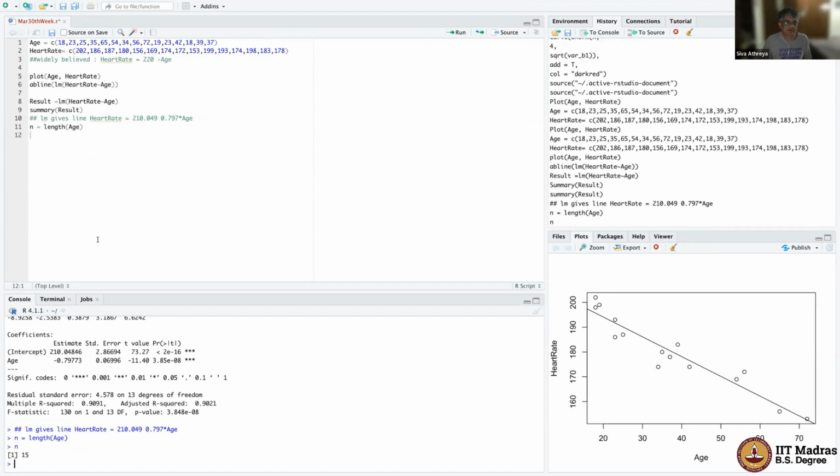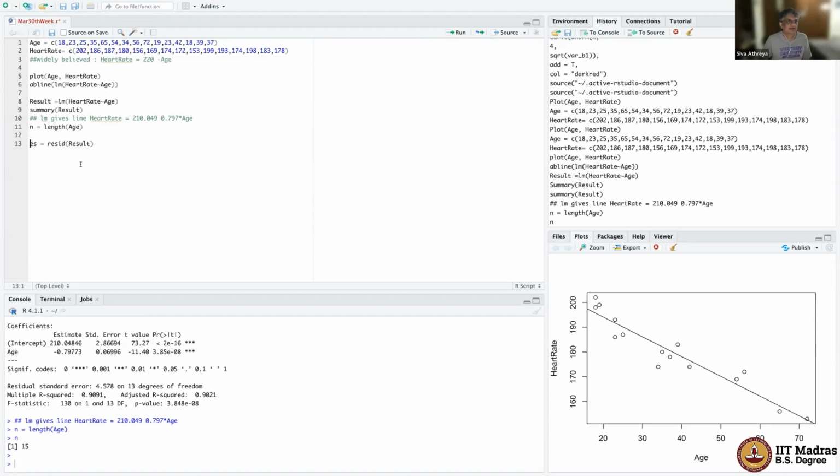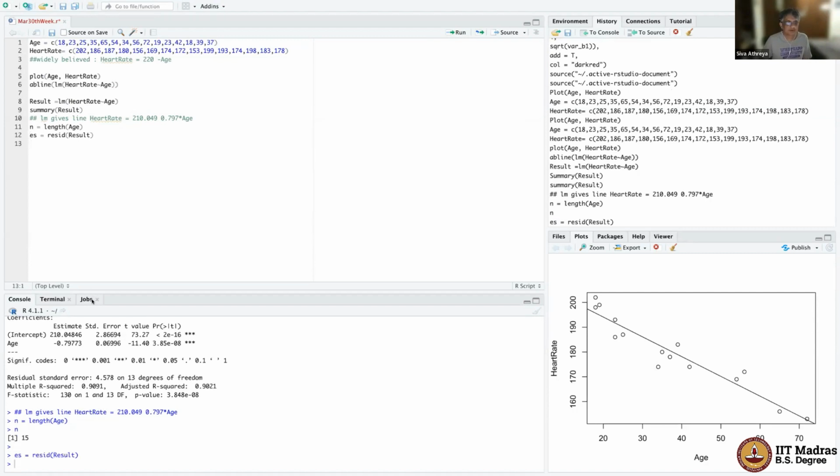Then what I would do is compute the residuals. All the residuals. You can pick out the residuals from the lm function in the following way. Go here, and I can just say e, and the residual squares, es. Let's just do es.